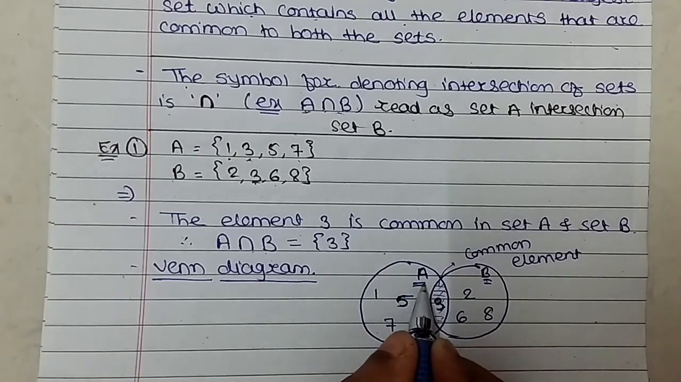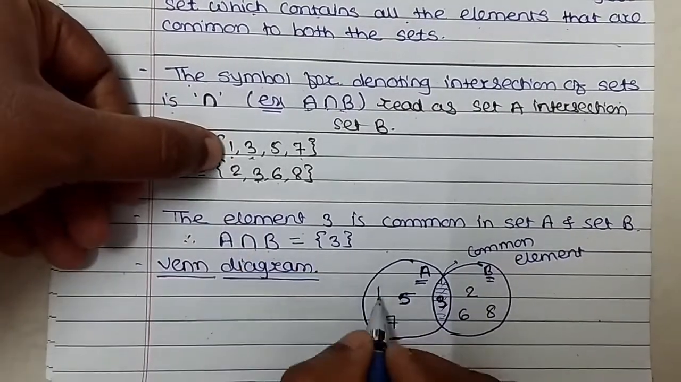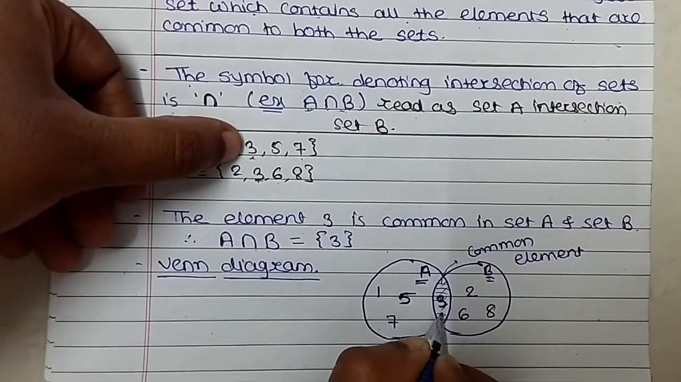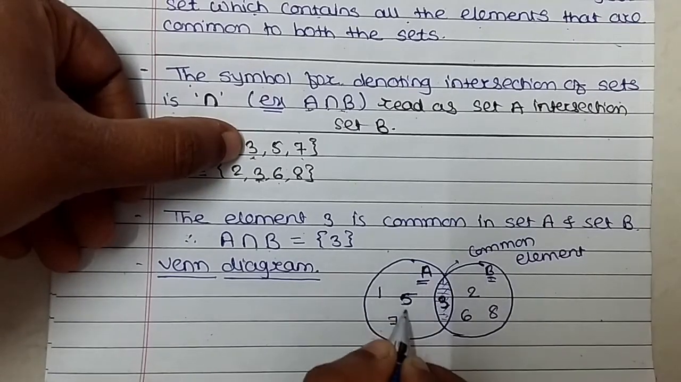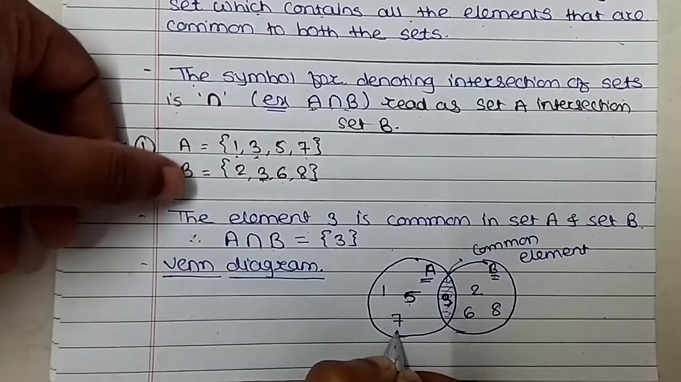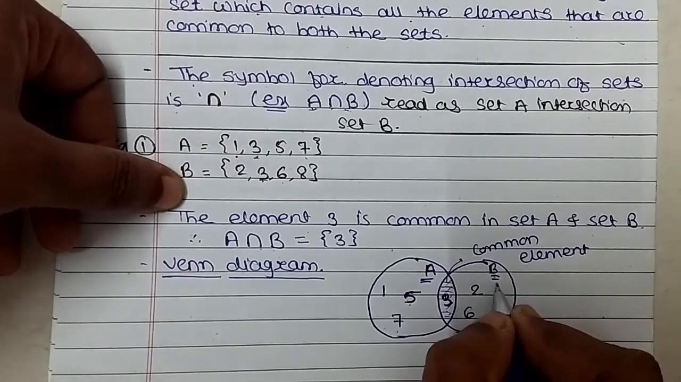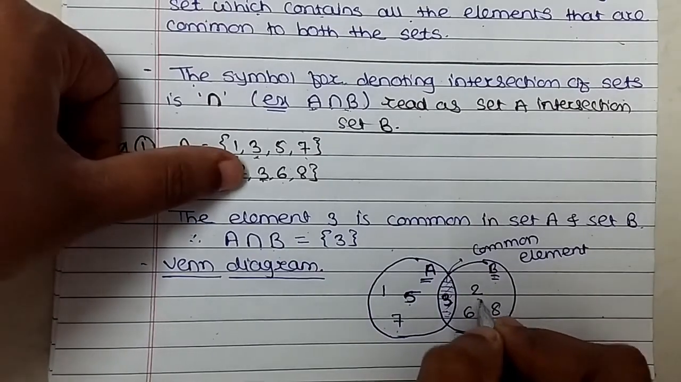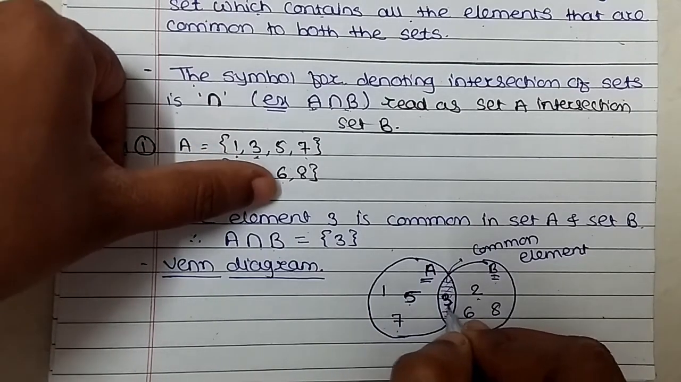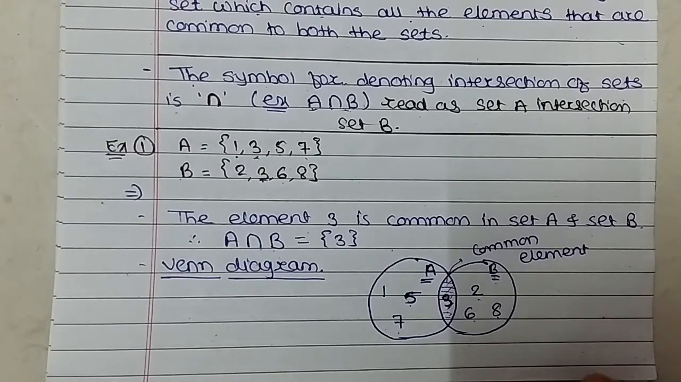Then write down the elements of A. Okay, what are the elements of A? 1 is there. Then 3 is also present here, so no need to write it down this side. Then 5 you write down, then 7. Next, B. B, first element 2, after that 3 is also present here, 6 and 8. Okay, so in this way you have to draw the Venn diagram of the intersection of sets.